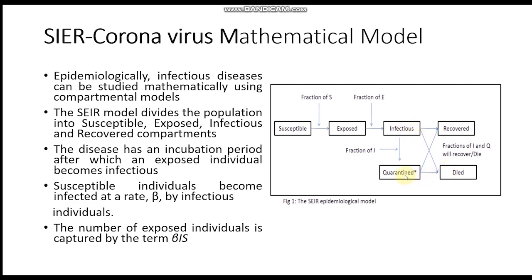The same thing happens to the quarantined people. They may recover because of taking medicine or some other reason, or they may die because their immunity level is very poor.